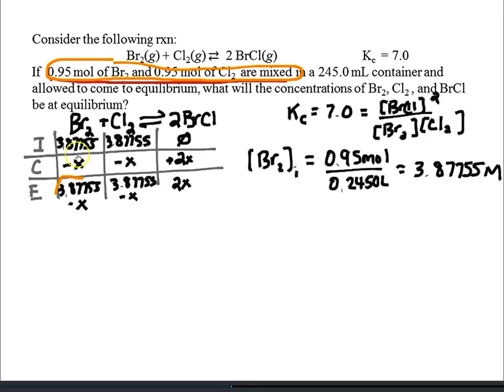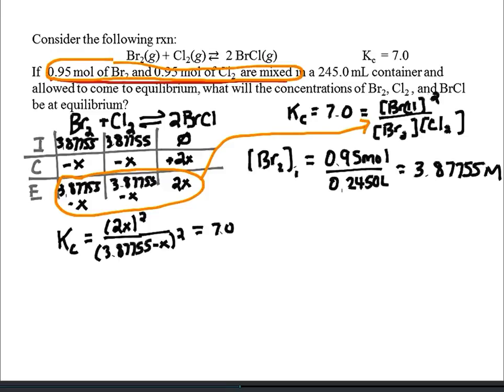So we're going to do minus x here, minus x, and then plus 2x for the product. And that's going to give us algebraic expressions for the equilibrium concentrations, which we're going to plug into our expression for Kc. So now we're going to have an algebraic expression where we have a single variable x, and then we have, of course, an equation here, which means we have one equation and one variable, so we should be able to calculate that.